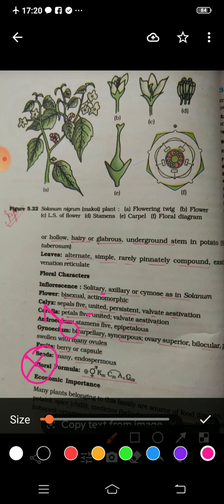Flower is bisexual, you have to draw the symbol like this. Calyx are 5 and they are joined, they are not free. So that means poly and gamo, as I told you, polysepalous, gamosepalous, apocarpous, syncarpous, such kind of things are there. So we have enclosed it in a bracket.